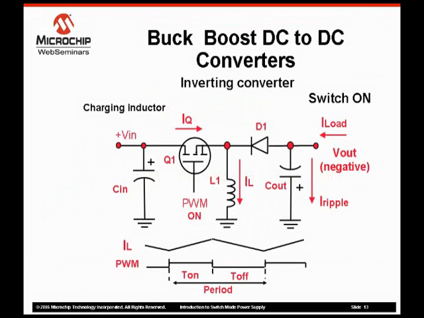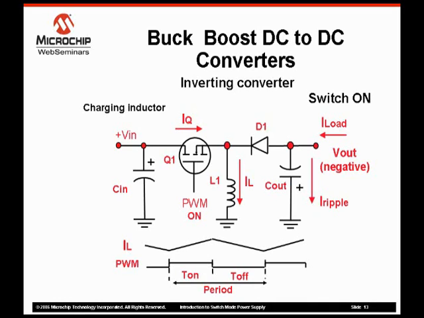Buck boost DC to DC converters. The buck boost converter is similar to the boost converter, except that a negative output voltage is generated. The buck boost converter, as compared to the buck and the boost converters, is the only converter where there is no direct current flow from the input supply Vin to the output load. All of the energy transfer is via the inductor L1.